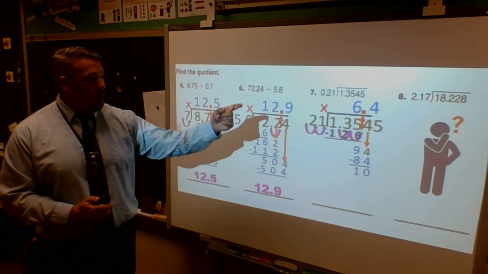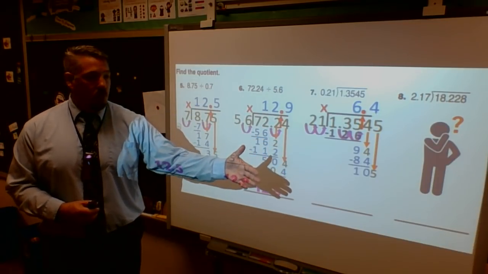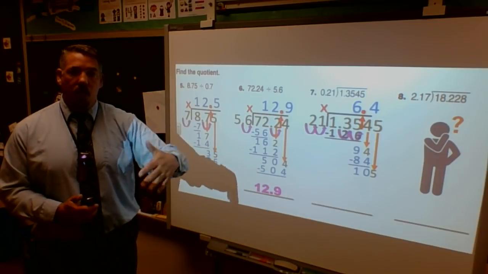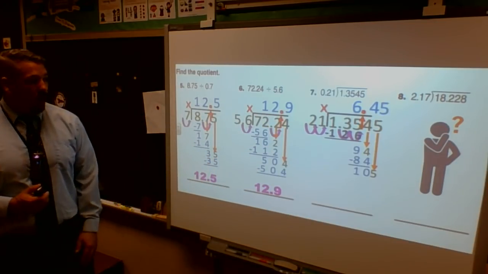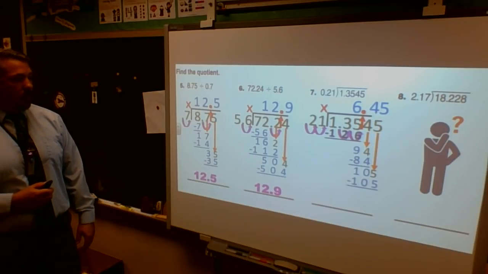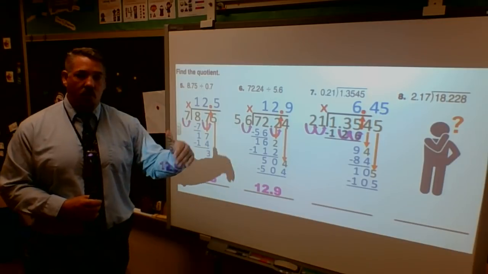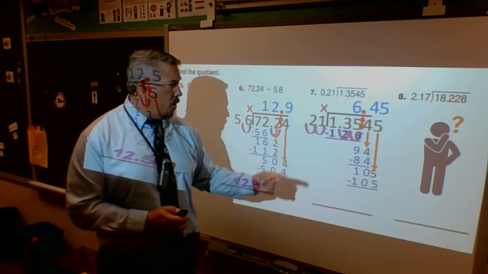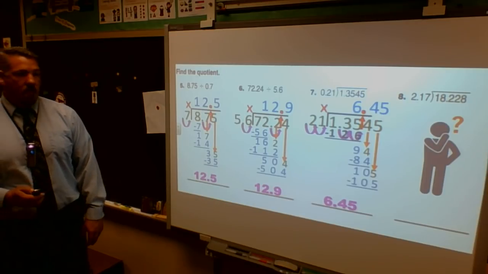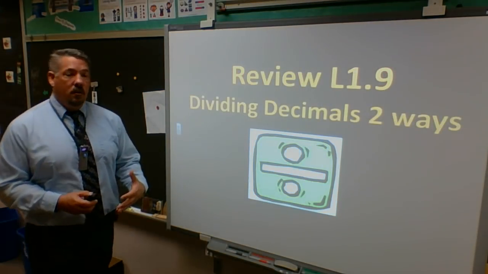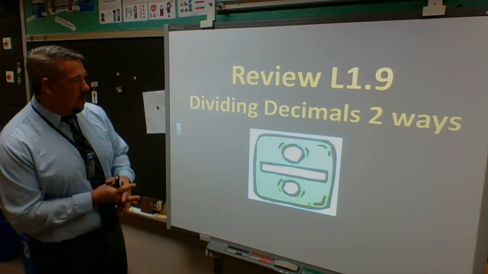With my 10, I'm going to bring down my last one, which is a 5. Maybe I'll need to bring down a 0 and keep going. Let's see, 105 divided by 21. No, that's 5 even times, isn't it? Which is 105. So I don't have any remainders. I don't have to add zeros and keep going. I know that my quotient is just 6 and 45 hundredths. So that is reviewing decimals. I think I got it done pretty close to that 20-minute mark.